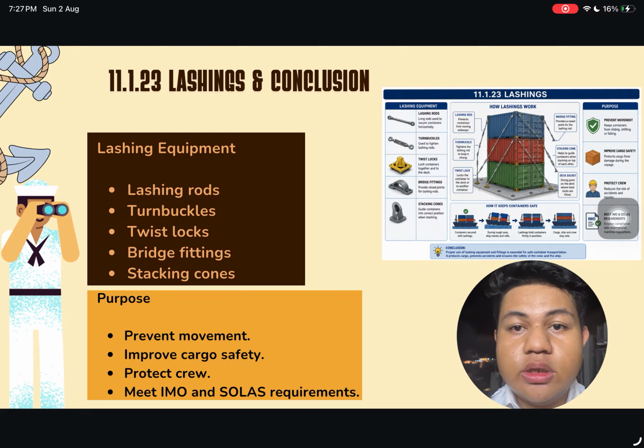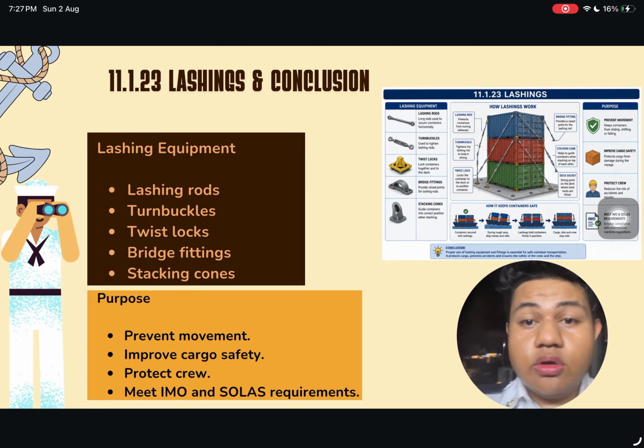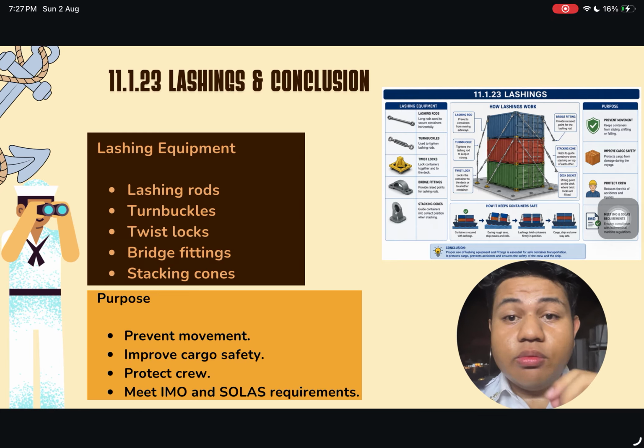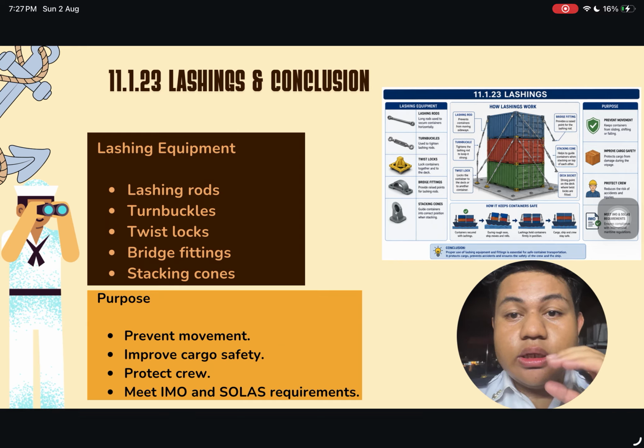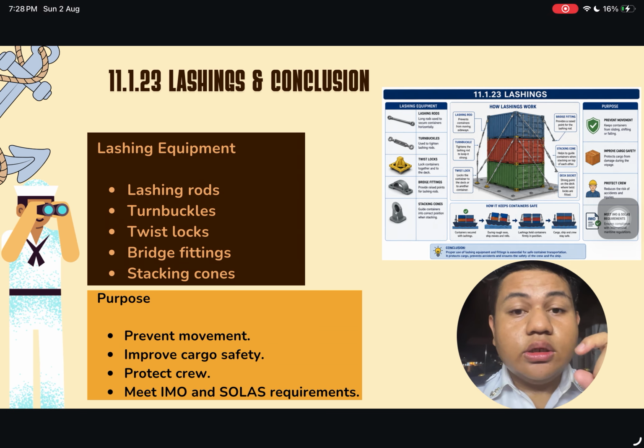Today I will present about the ship equipment used on container ships. The ship equipment is used to secure containers and prevent them from moving during the voyage, especially in rough sea conditions. The main types of lashing equipment are lashing rods, turnbuckles, twist locks, bridge fittings, and stacking cones.